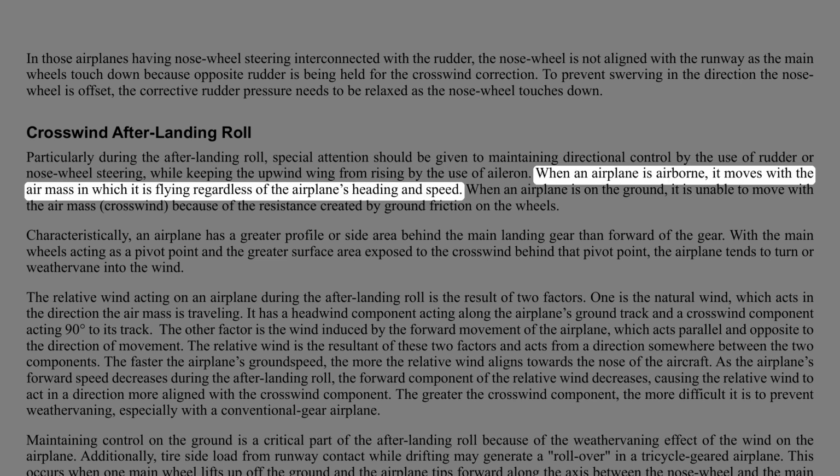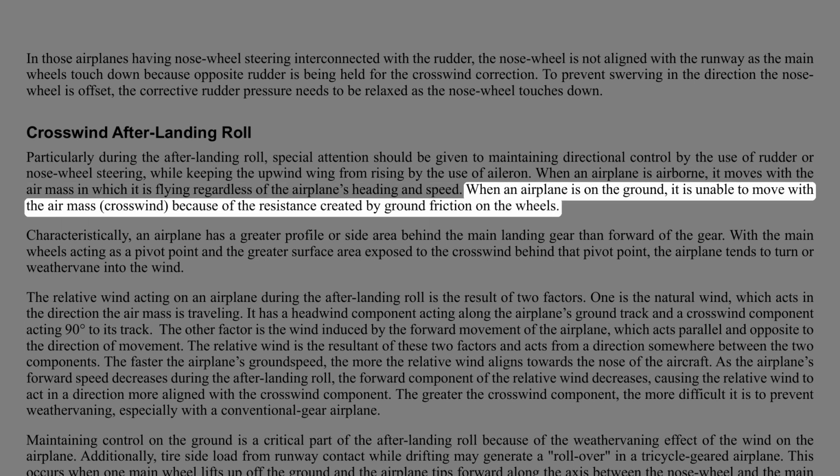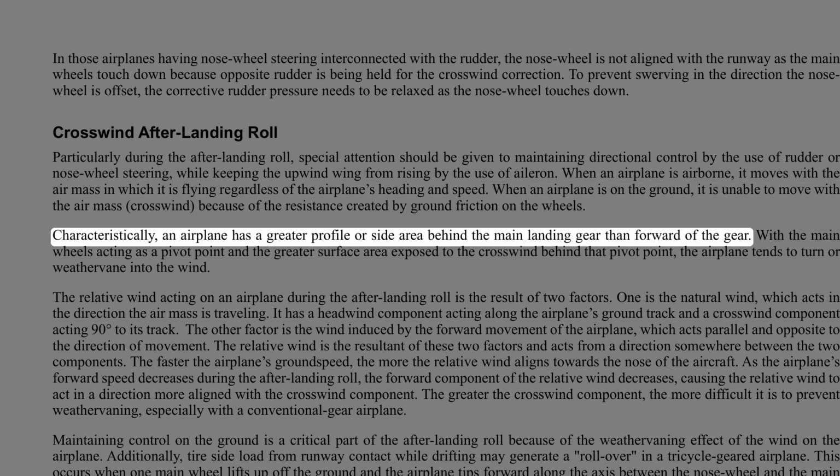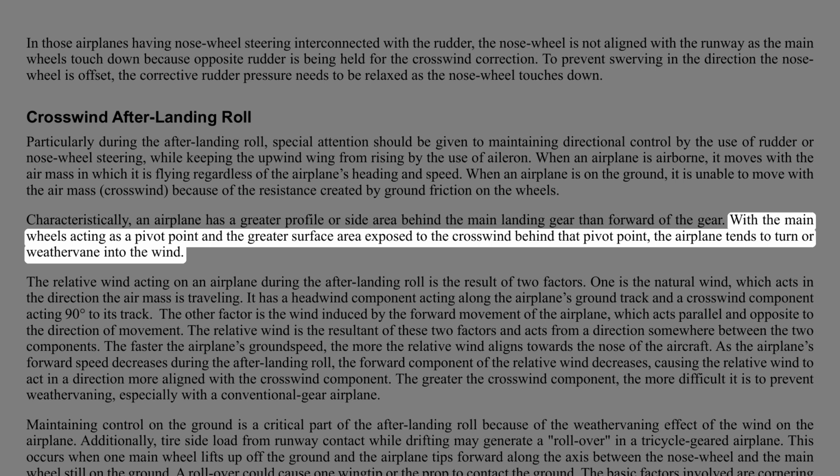When an airplane is airborne, it moves with the air mass in which it is flying regardless of the airplane's heading and speed. When an airplane is on the ground, it is unable to move with the air mass, crosswind, because of the resistance created by ground friction on the wheels. Characteristically, an airplane has a greater profile or side area behind the main landing gear than forward of the gear. With the main wheels acting as a pivot point and the greater surface area exposed to the crosswind behind that pivot point, the airplane tends to turn or weather vane into the wind.